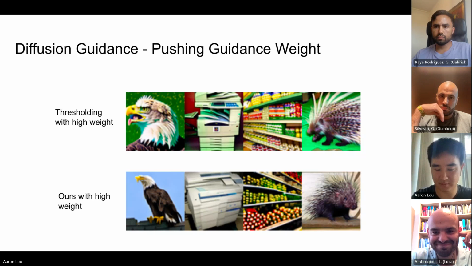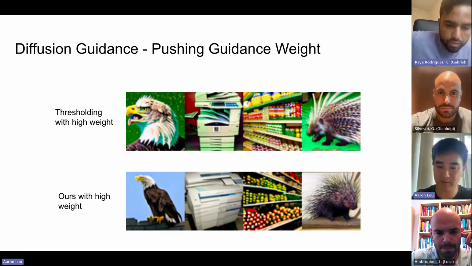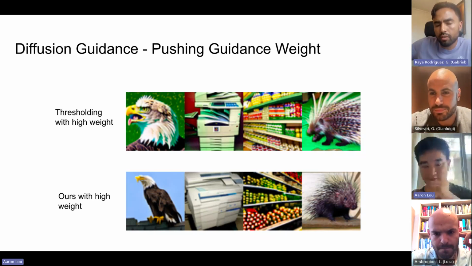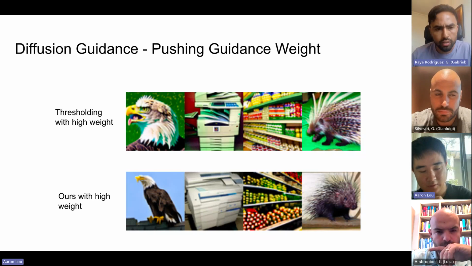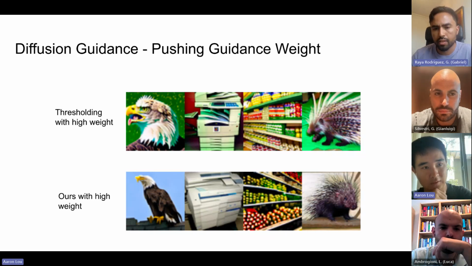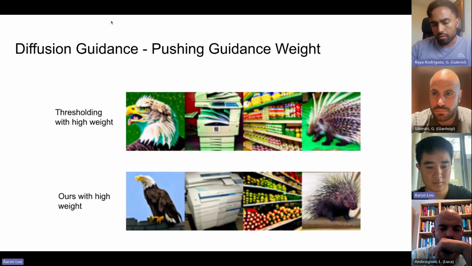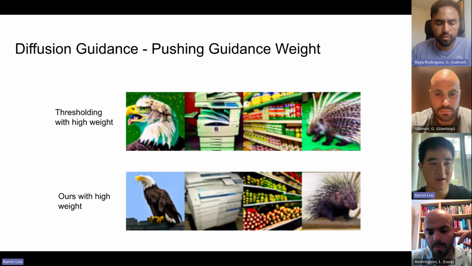Okay, thank you. Maybe another question. I was wondering if you saw a particular behavior for different denoising steps with fast samplers. For example, I don't know how many steps you use to generate these images, but I was thinking maybe there's a different behavior for different denoising steps.